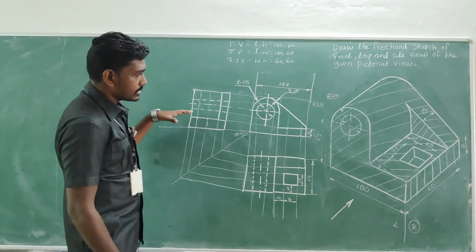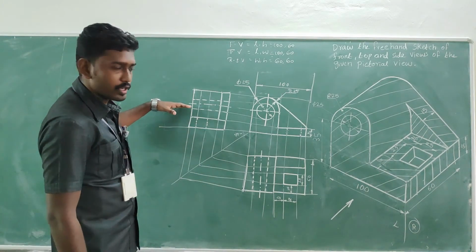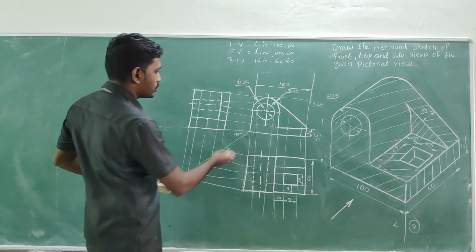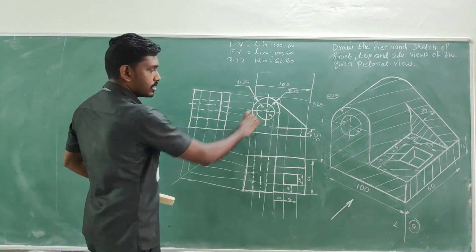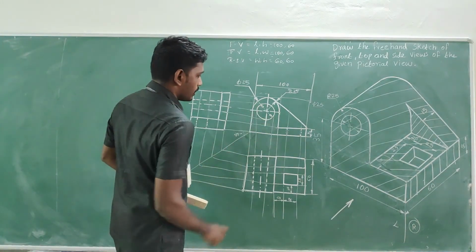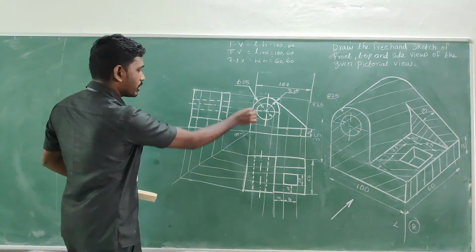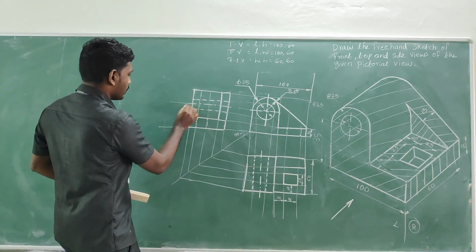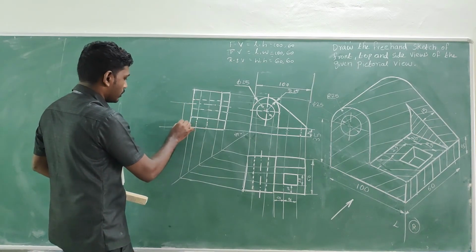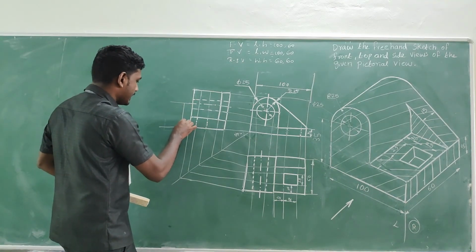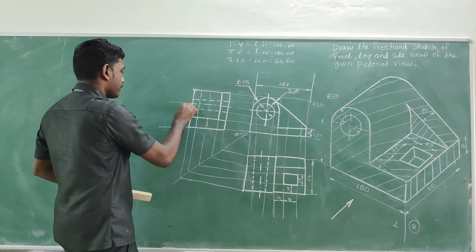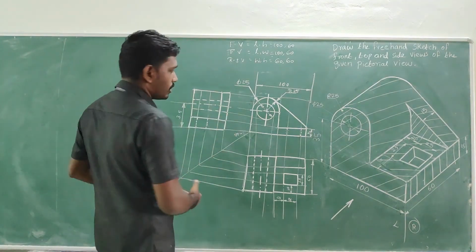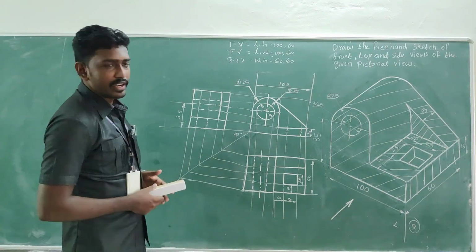And what about the side view? Any other things we can capture? We can capture the height of this drill, right? From the bottom it is 35 mm. So here you can capture from the bottom. Take the extension line and write it as 35. Almost we have covered each and every dimension.